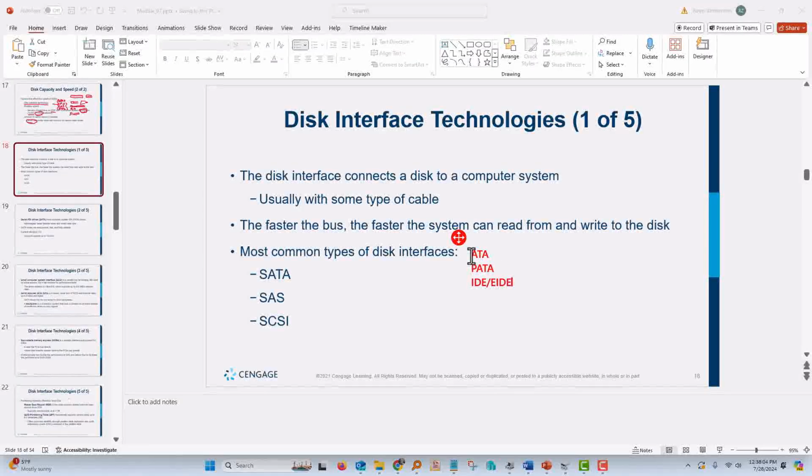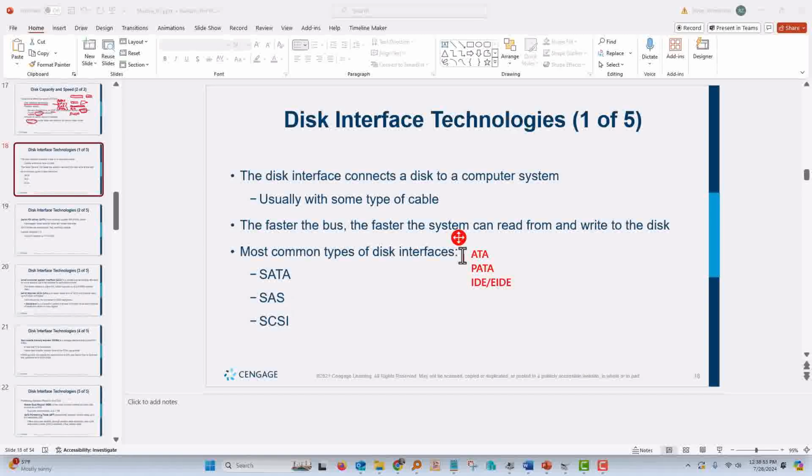And by the way, there was an enhanced version, EIDE. If you see any of these names, ATA, PATA, IDE, EIDE, think of them as all essentially the same thing, the predecessor of the serial ATA. These are advanced technology attachments. So these are the parallel and the serial versions of those. Now, the next one that came along was SCSI, and SCSI is Small Computer Serial Interface, and that actually has some limitations and is really no longer popular. So we don't use SCSI very much anymore, but we have a serial attached SCSI.